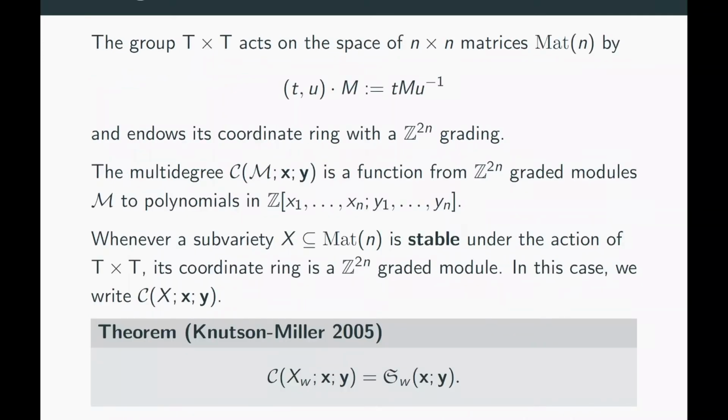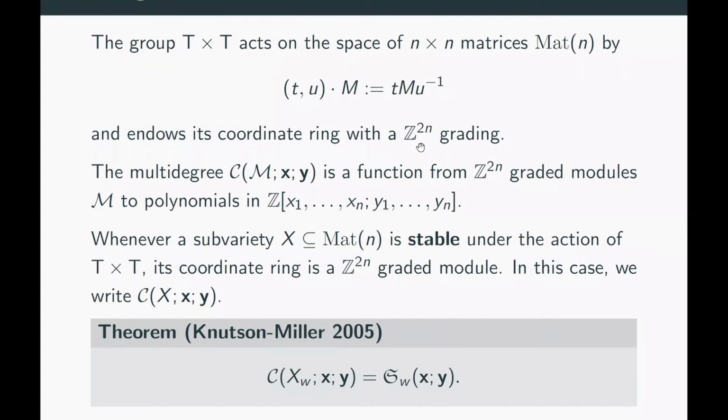So yeah, what we're going to do now is figure out how to associate a canonical polynomial to a matrix Schubert variety. And so we have this group of pairs of invertible diagonal matrices acting on the space of n by n matrices by sort of almost conjugation. So T acts on the left by multiplication, U acts on the right, but we twist it with an inverse so that it's a good left action.